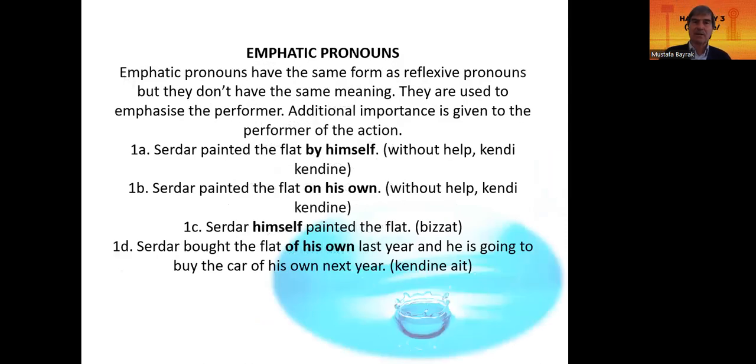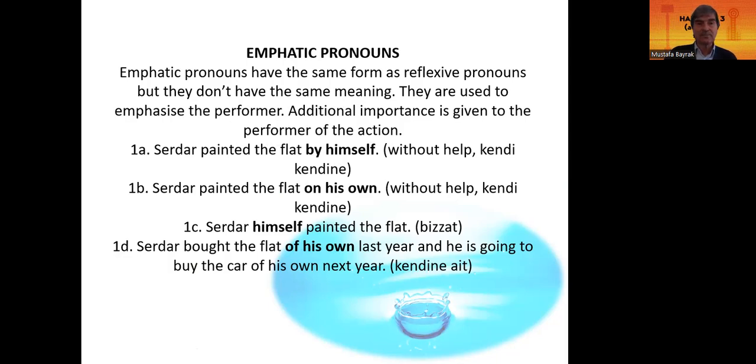Emphatic. Now it's time to dwell on emphatic pronouns. How? Like this. Emphatic pronouns have the same form as reflexive pronouns, but they don't have the same meaning. They are used to emphasize the performer. Additional importance is given to the performer of the action.